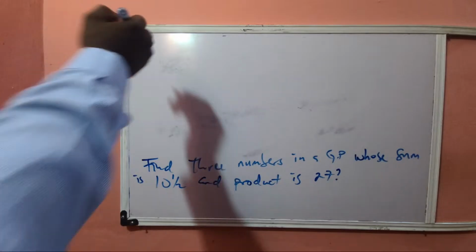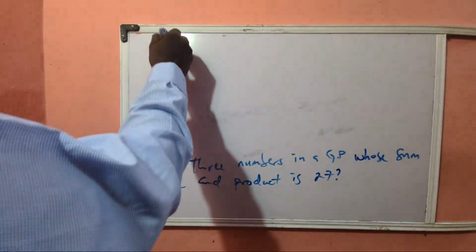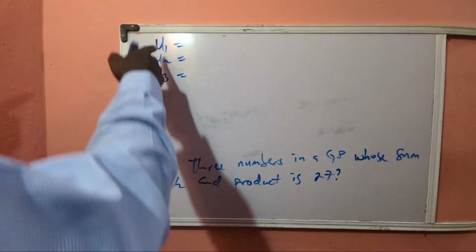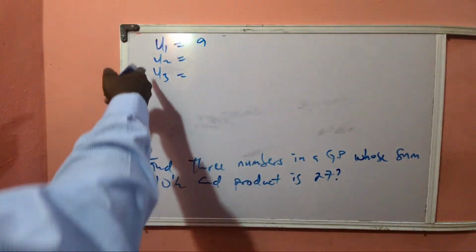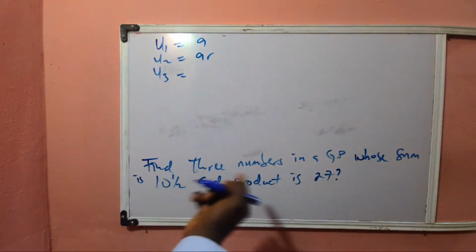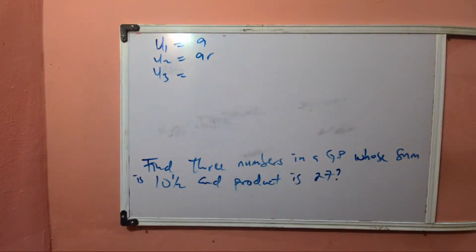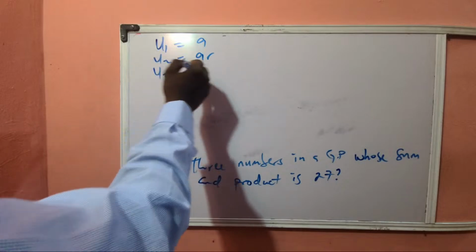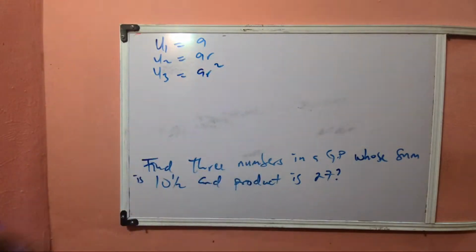So we're going to say the first number, the second number, the third number. The first number is A, the second number is AR. Of course, if they are numbers in a GP, we're expecting them to have a common ratio. So if this was the first and this the second, then this would be the third, AR square. You can understand what we just did.